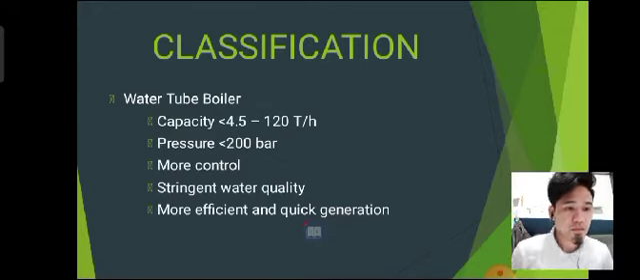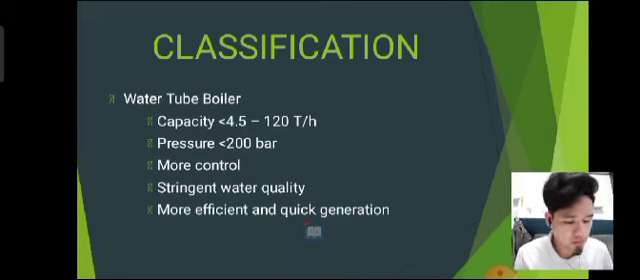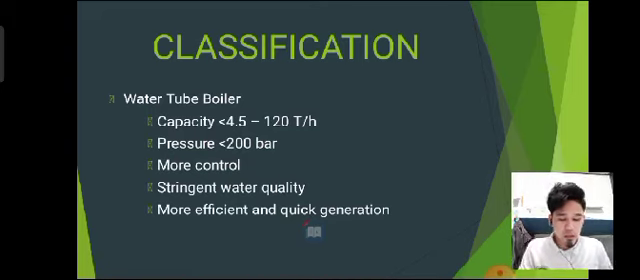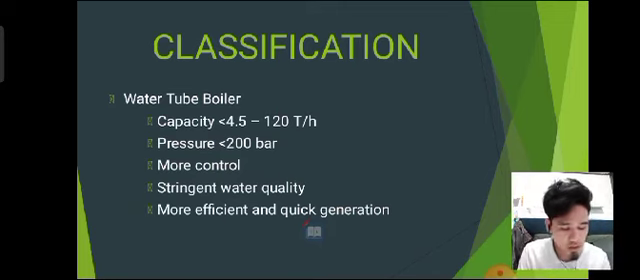If there are fluctuations in demand, then normally we go for the fire tube boiler. But in the water tube boiler, more controls and more safety are required, and stringent water quality has to be maintained because the water is flowing inside the tube.